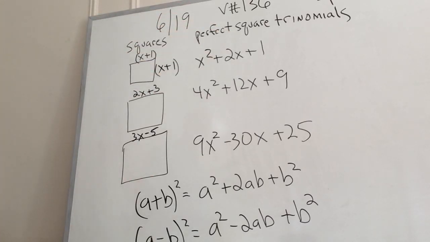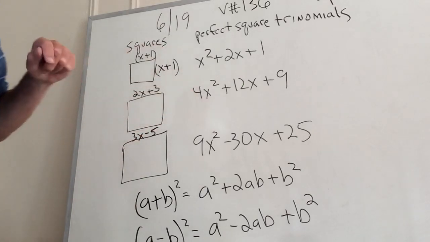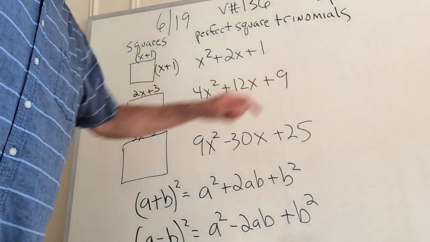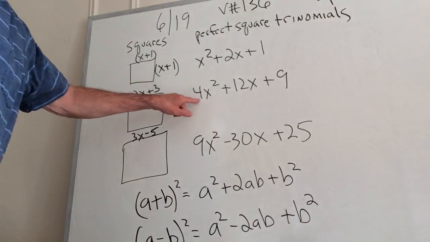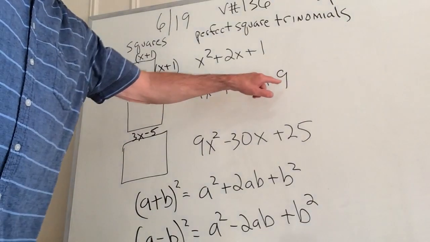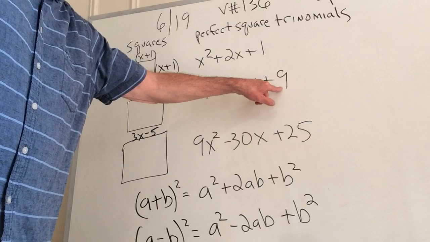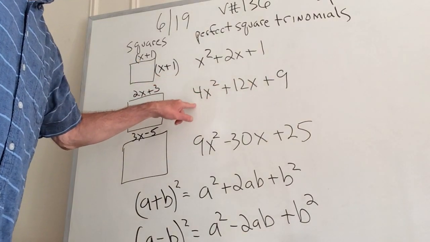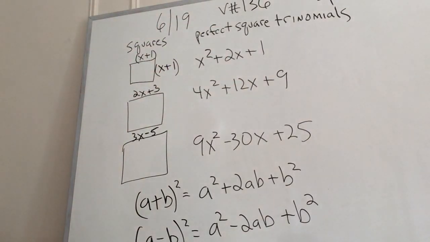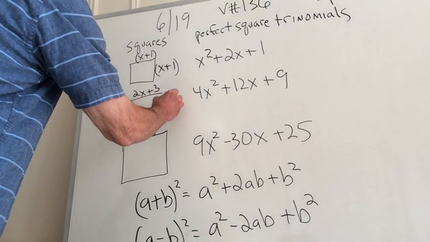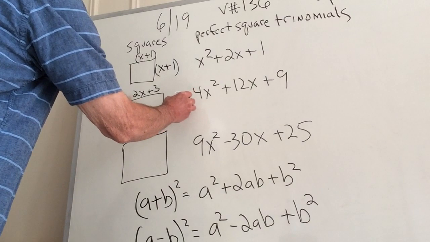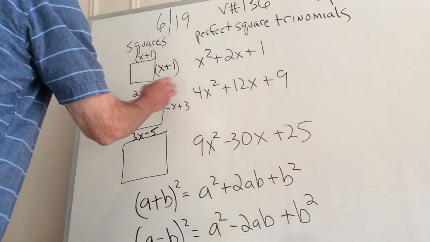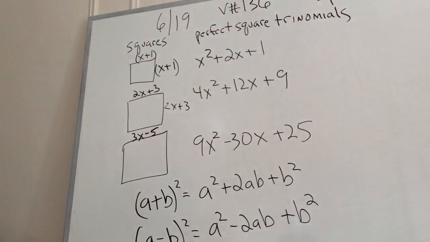Now going on to the second one, 4 is a perfect square, and 9 is a perfect square. The square root of 4 is 2. The square root of 9 is 3. 2 times 3 times 2 is 12. So this is a perfect square trinomial. All I've done is imagine a square and found the area by calling it this.